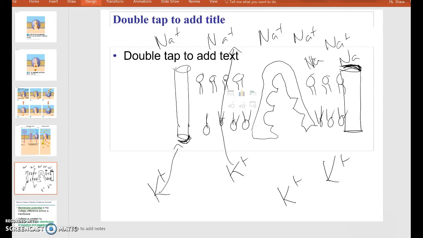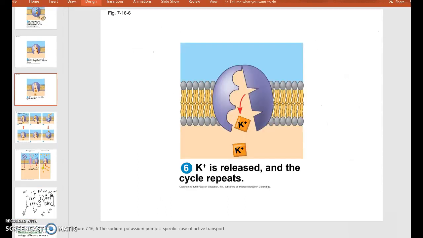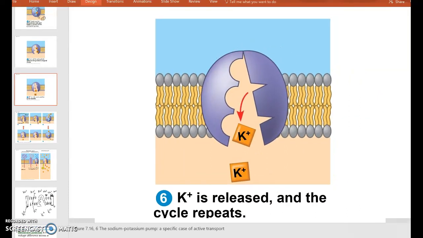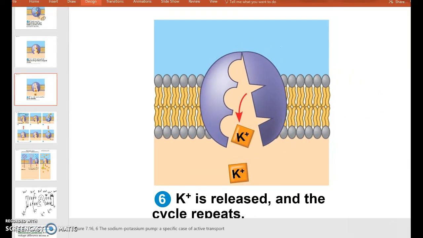The other thing I want you to notice, if this is the outside and this is the inside, in fact, we can go back to one of the pictures. Maybe let's use this one here. It's a little bit easier. If we look at this, what we've done is we've moved 3 sodiums for every 2 potassium. So we have a 3-to-2 ratio working there.